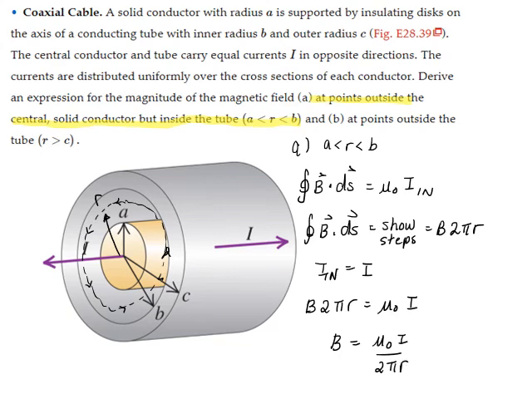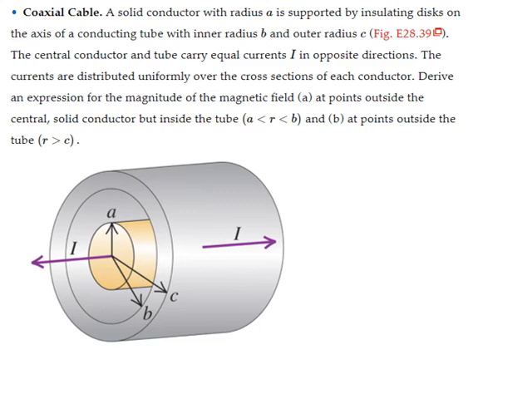That's the same expression as we're used to getting around any long wire. So again, the magnetic field only depends on the current inside. That outer cylinder doesn't affect the magnetic field inside of the space because the current on the outer cylinder is outside. It doesn't impact that inner magnetic field. Next, we'll find the magnetic field outside everything.